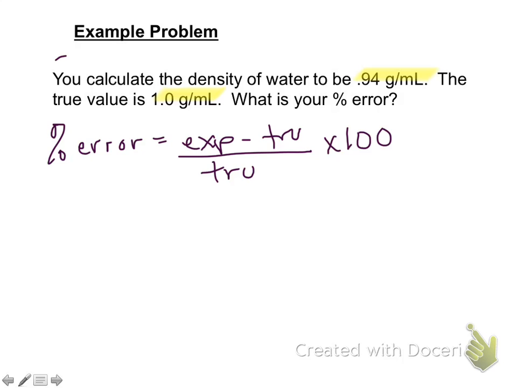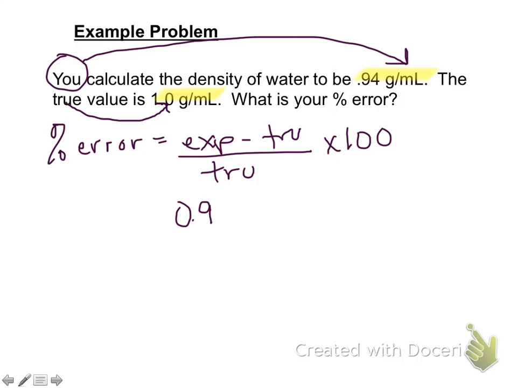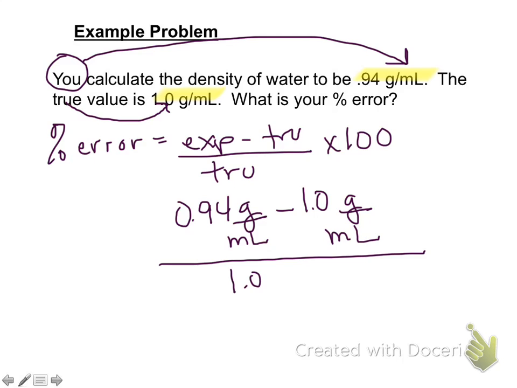The problem says that you calculate it to be 0.94. The true value is 1.0. So what you calculate is less likely to be correct than the true value. So we're going to plug in for the experimental 0.94 grams per milliliter, and we're going to subtract 1.0 grams per milliliter. We're going to divide that by 1.0 grams per milliliter and multiply the whole thing by 100.